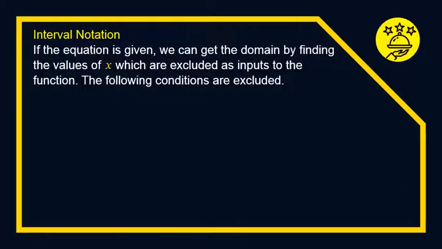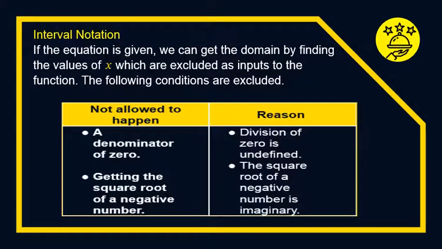If the equation is given, we can get the domain by finding the values of x which are excluded as input to the function. The following conditions are excluded. In the first column, we have what is not allowed to happen, and the reason is in the second column. First, a denominator of 0. Reason: division by 0 is undefined.